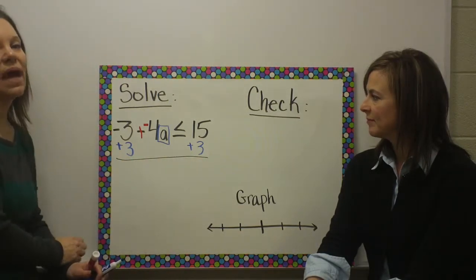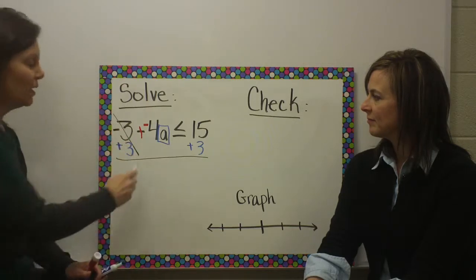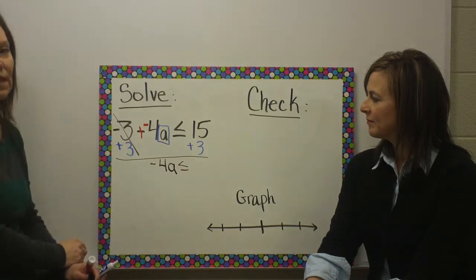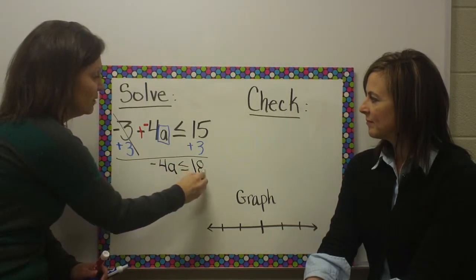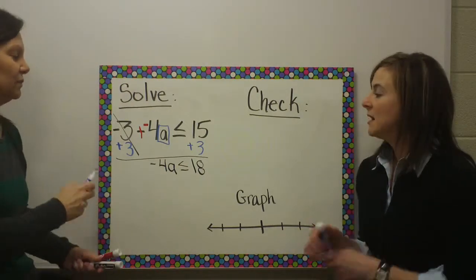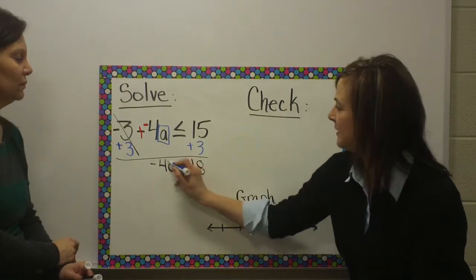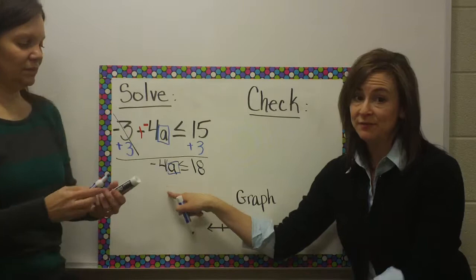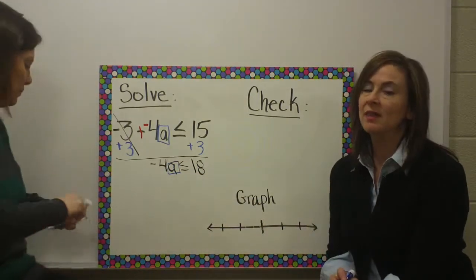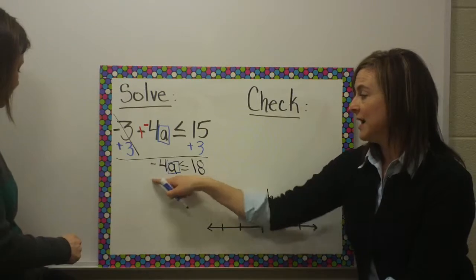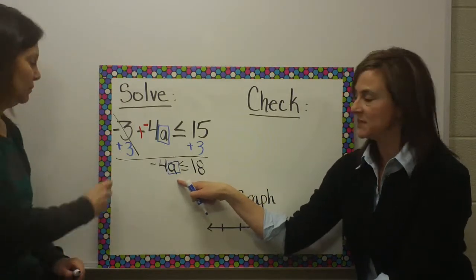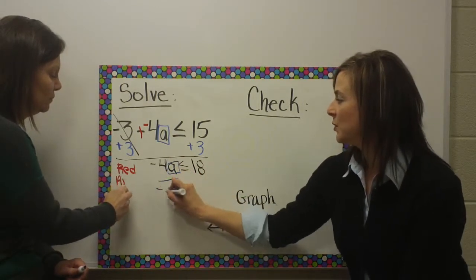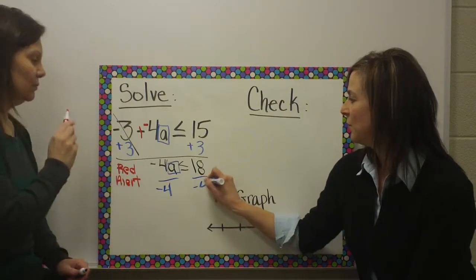I have -3 and +3. My 0 pairs are eliminated. I have -4 times a remaining. And then 15 plus 3, I have 18. Because we want to isolate the a, this variable, we are multiplying by a -4. Now, I remember that when I multiply or divide by a negative, then I need to flip the sign. Because I'm multiplying by -4, to undo that, I'm going to divide both sides by a -4.